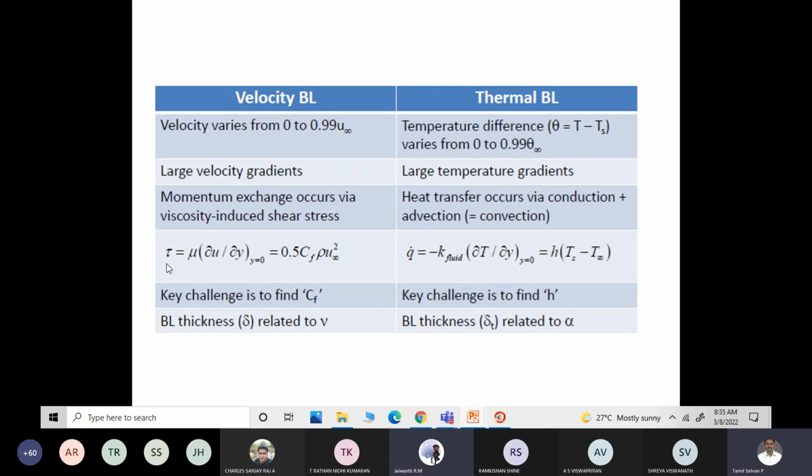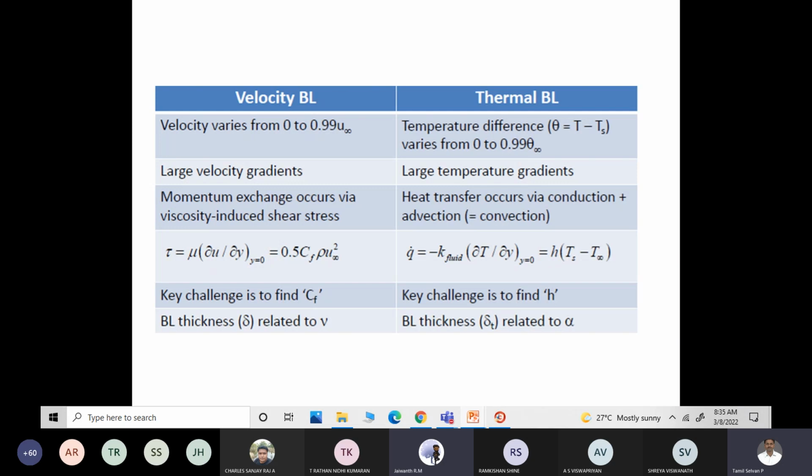Tau is equal to mu into dou u by dou y at y equal to 0, which is equal to 0.5 into Cf into rho u infinity squared. So the wall shear stress, tau, is nothing but the shear stress, found especially in the velocity boundary layer concept. Whereas in the thermal boundary layer concept, the heat flux is very important, and we will be able to find the heat flux as q equal to hA delta T or q equal to h delta T. That's why, depending upon the applications, wall shear stress is important.